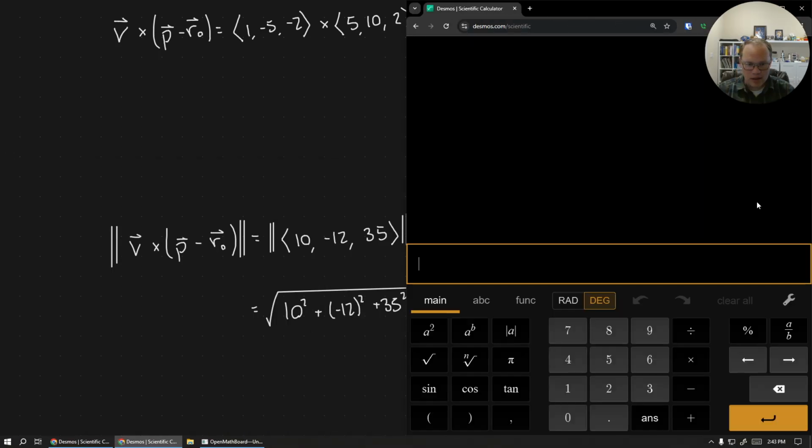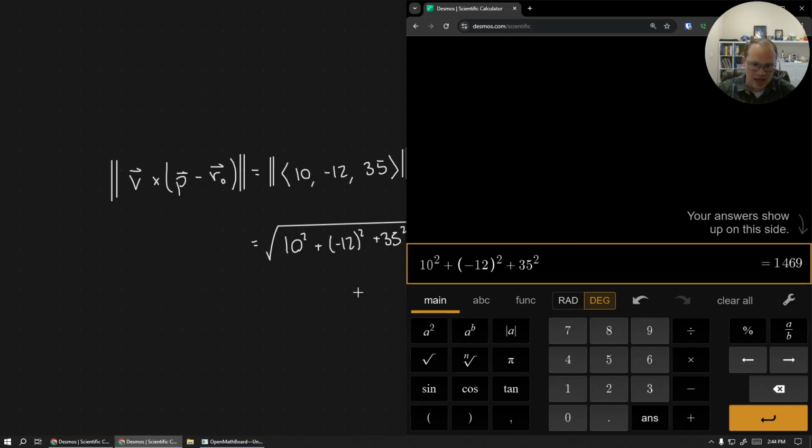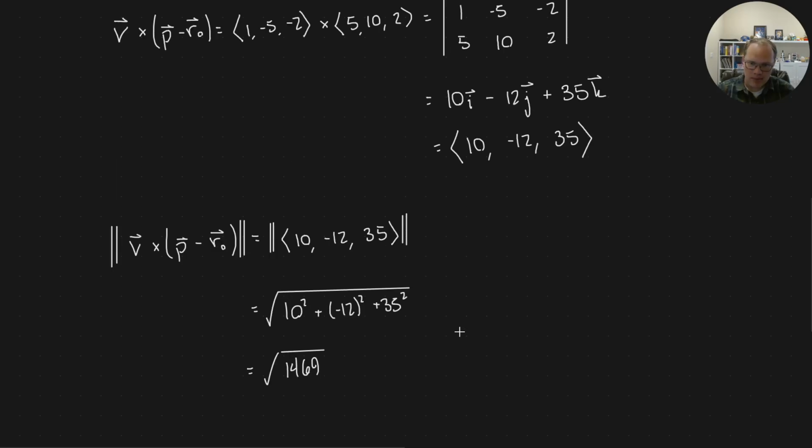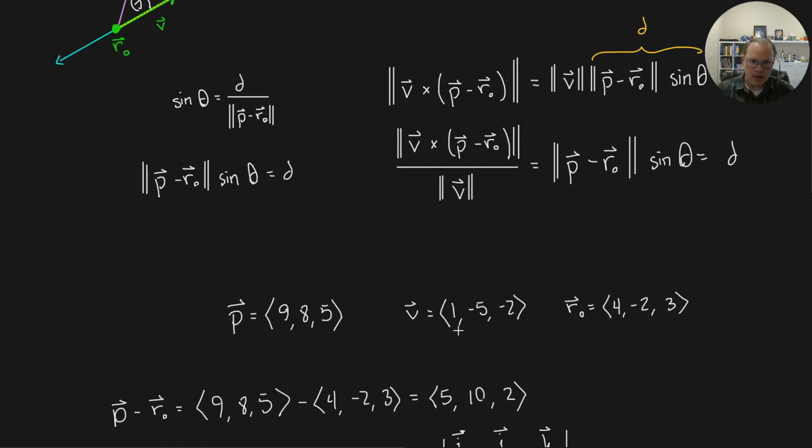So I've got my calculator right here. 10 squared plus -12 squared plus 35 squared is 1469. So I get square root of 1469. I'm going to leave it as a square root for now. I can plug it into the calculator later to simplify. Okay, so that's my numerator.